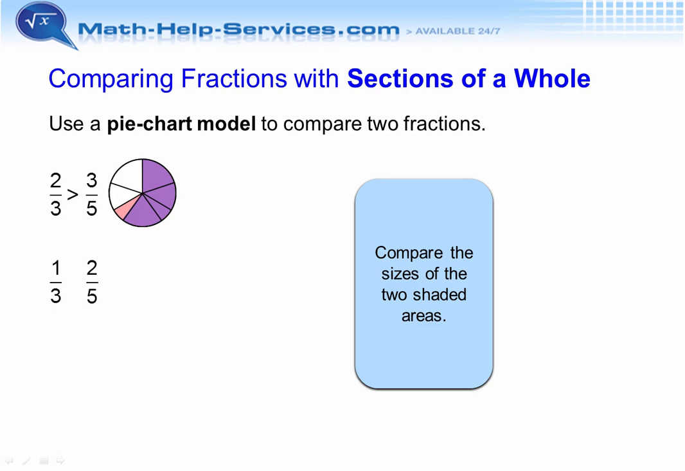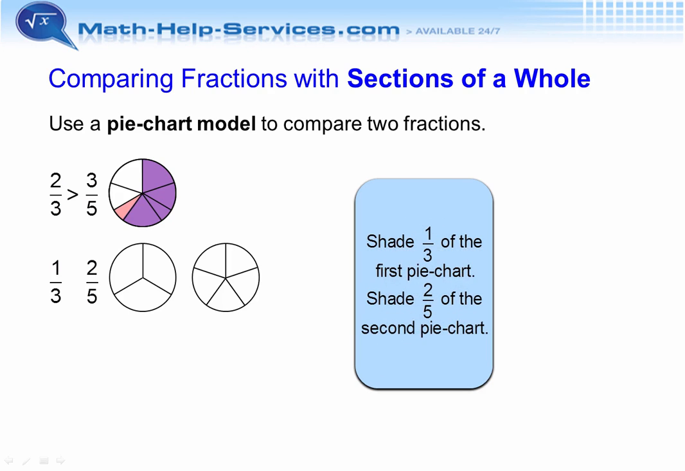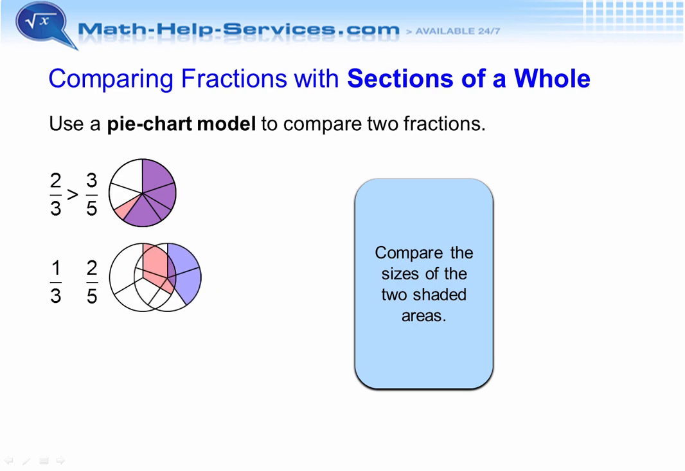How about 1/3 and 2/5? Well, let's create two pie charts. We'll divide the first into 3 equal sectors and the second into 5 equal sectors. We'll shade 1/3 of the first pie chart and 2/5 of the second pie chart. Now we'll compare. Overlaying them, we see that 1/3 is less than 2/5.